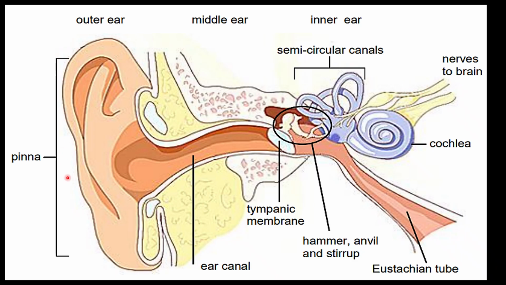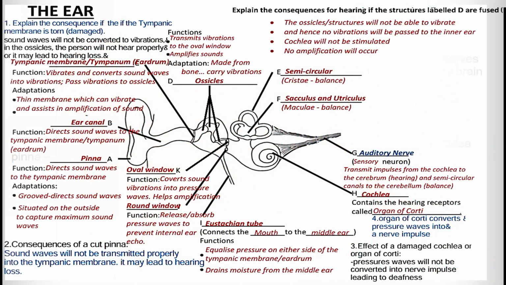It is advisable to practice how to label the parts of the ear. If you are very serious about learning it, you can even draw it from scratch and then label it and then state the functions as well. So here we have the detailed parts of the human ear, the functions, and the adaptations, as well as an explanation of the consequence if some part of it is damaged.